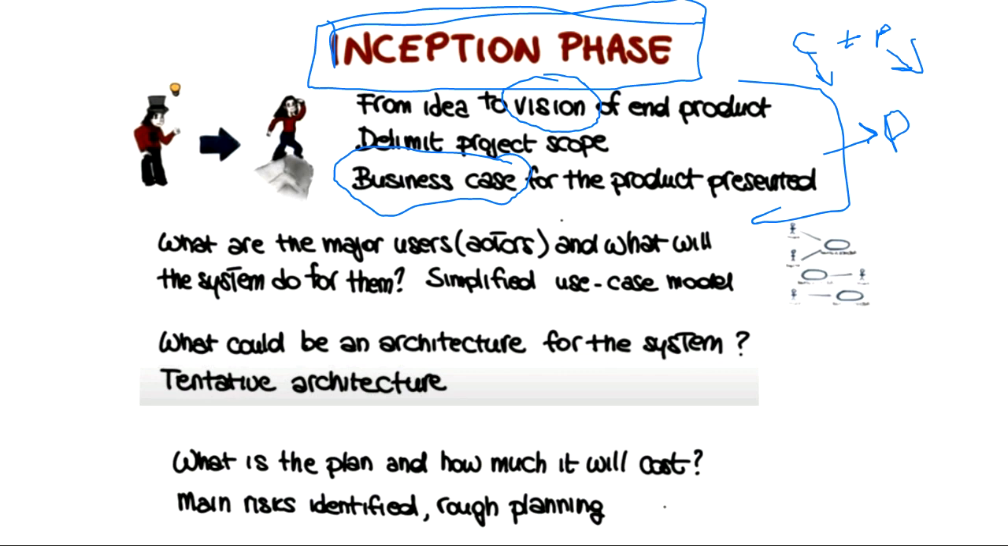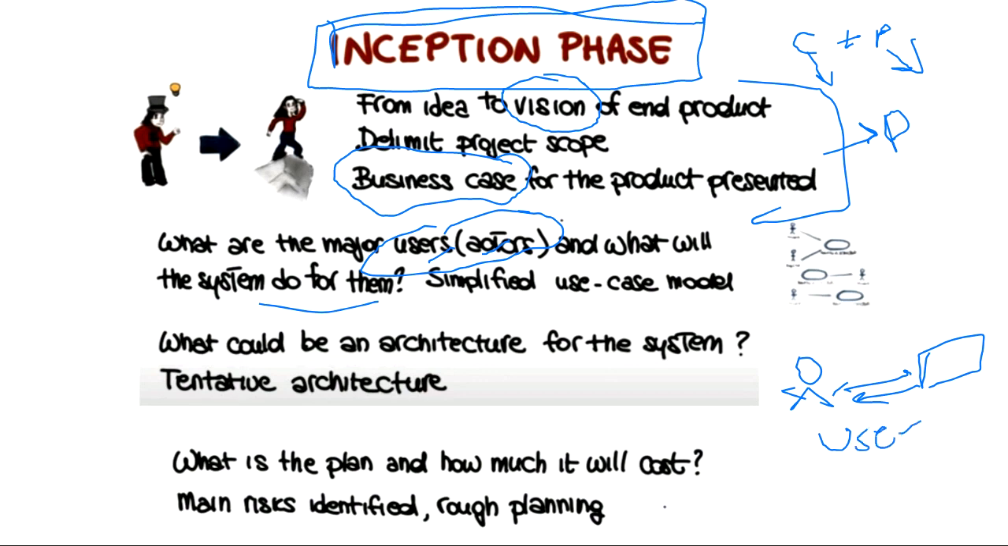Then what are the major users or actors, and what will the system do for them. Means if you're trying to make this Domino's delivery system, users or actors means who are participating in it. For example, there will be the end user and there will be Domino's. They are the users and how they are interacting, everything. This is a use case diagram basically, but we are not creating the UML diagram here. We are just writing a very small use case.